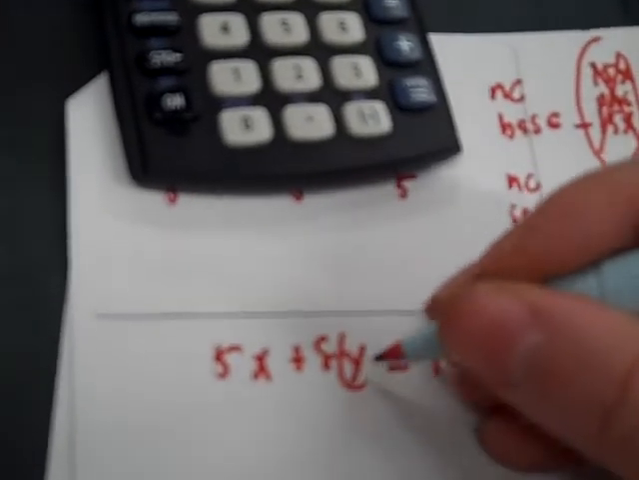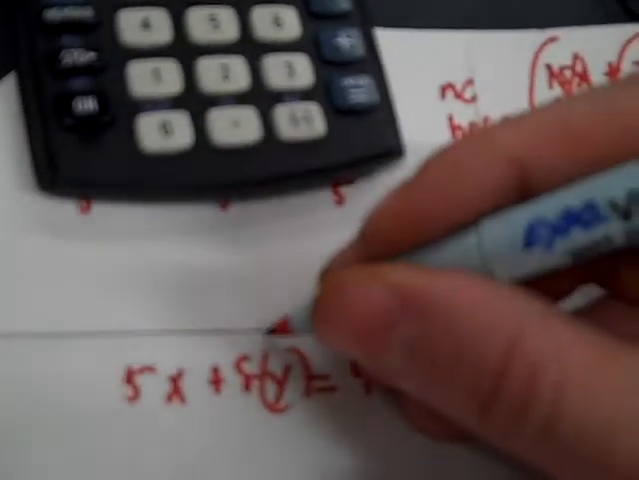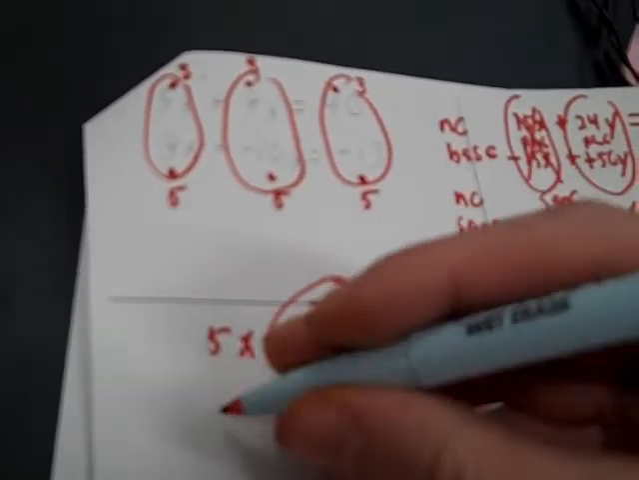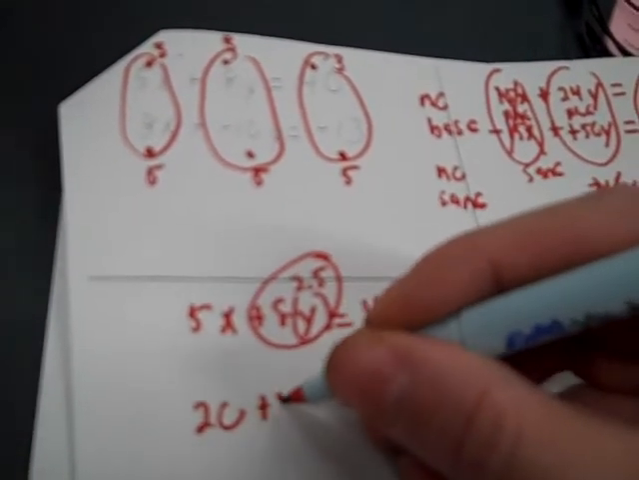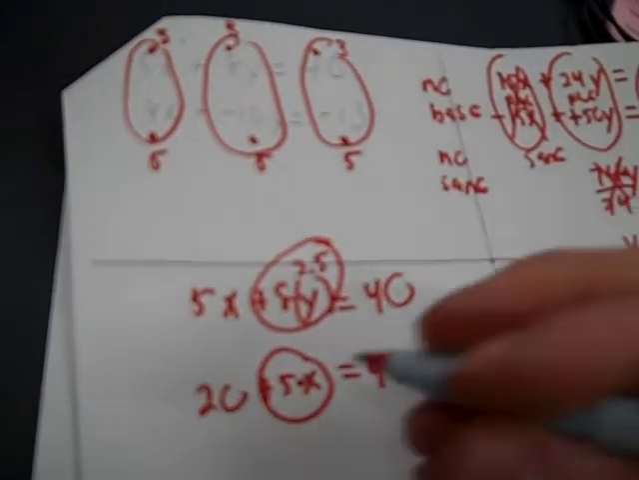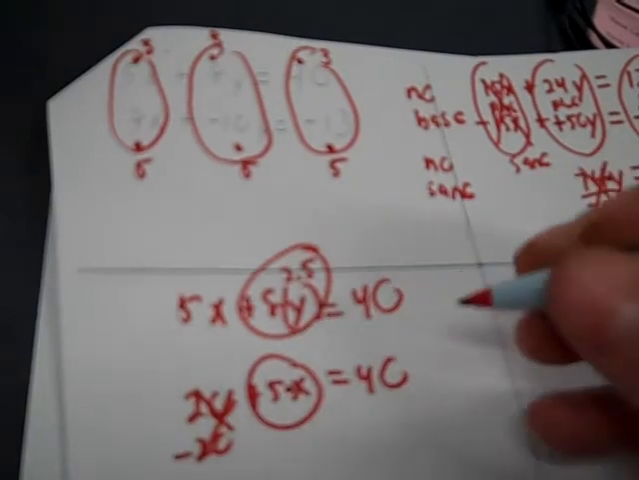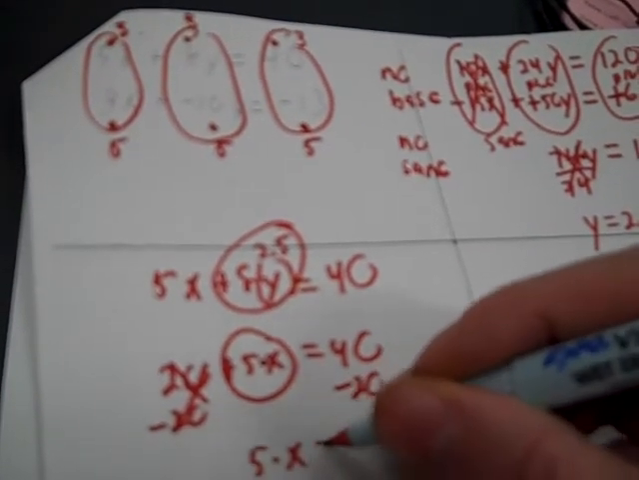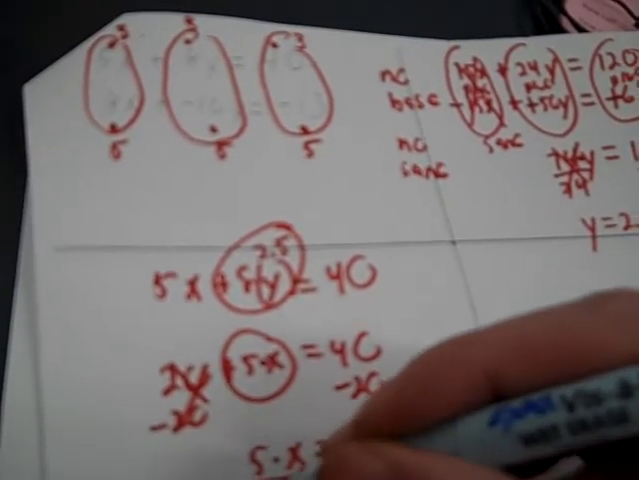Okay, now we replace the y with 2.5. So I take 2.5 times 8, and that's 20. So I have 20 plus 5x equals 40. Then I dot my 5x, I minus 20, minus 20, and that's 20. So 5 dot x equals 20. Then I divide by 5. If I take 20 and divide it into 5, that's 4.